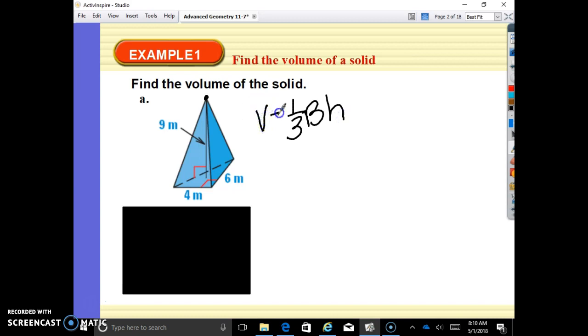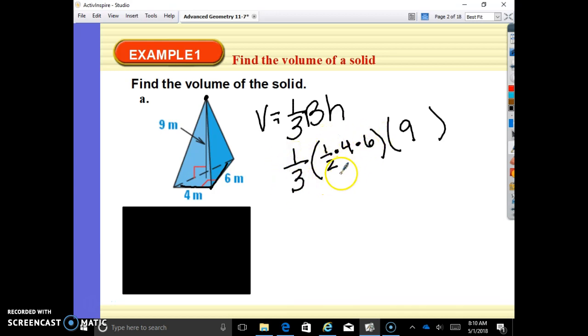Alright, so the volume of a pyramid is always 1/3 area of the base times the height, right? The base is a triangle, and the area of a triangle is 1/2 base times height. So 1/2 of that 4 times 6 times the height of the pyramid, the perpendicular distance from the base to the vertex, and that's 9. 4 times 6, 24 divided by 2, 12. 12 divided by 3, 4.